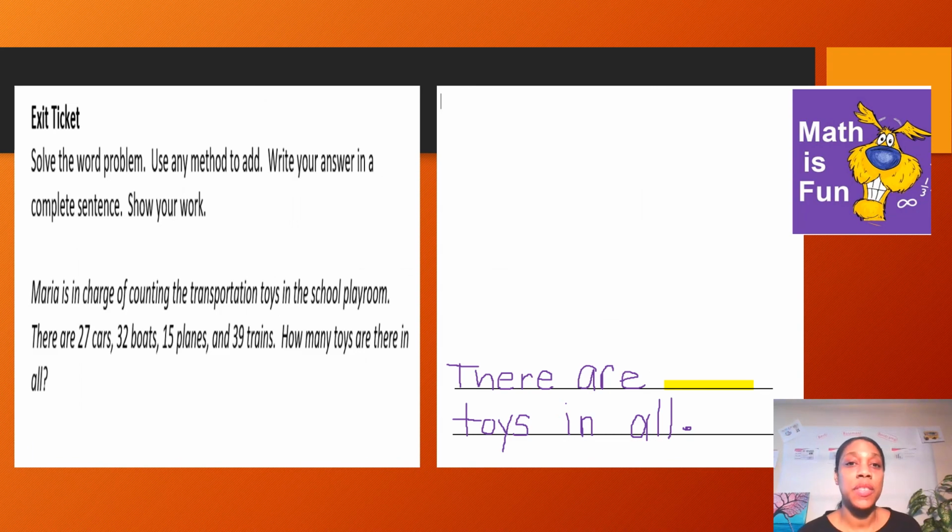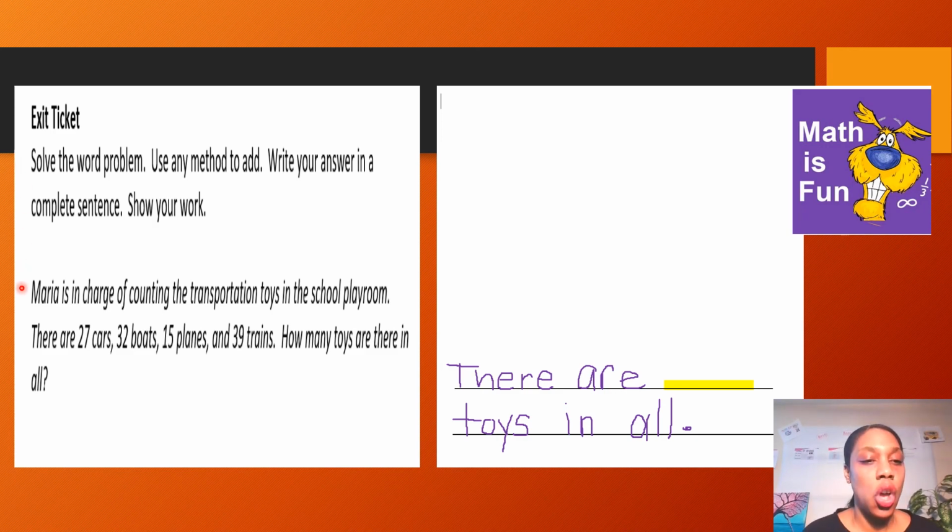Now you're going to move to the last part of your distance learning packet today, which is your exit ticket. With your exit ticket, I want you to read along with me the directions as I read them aloud. Solve the word problem. Use any method to add. Write your answer in a complete sentence. Show your work. Well, here's the word problem.